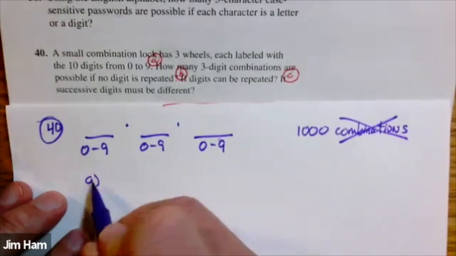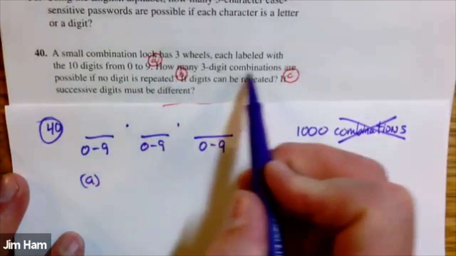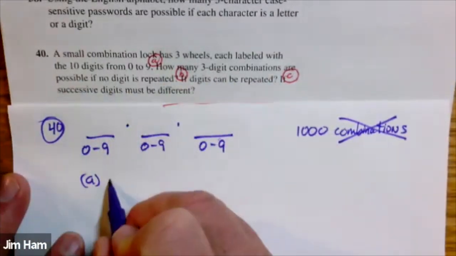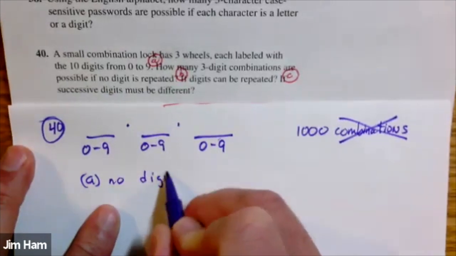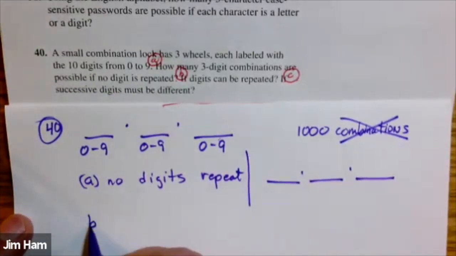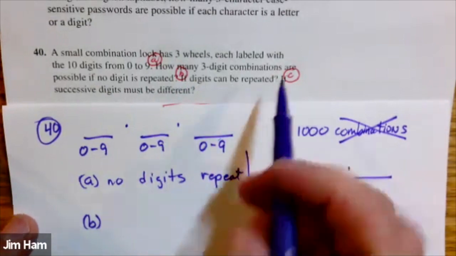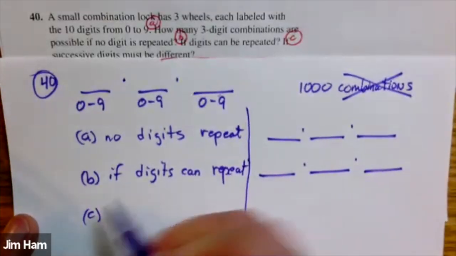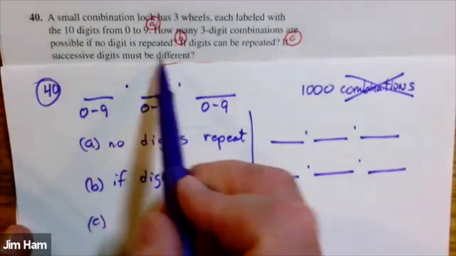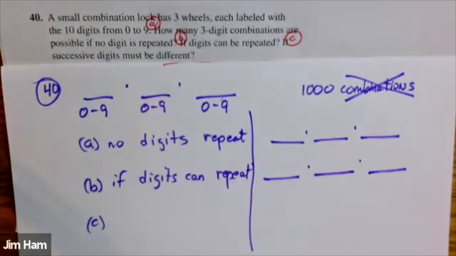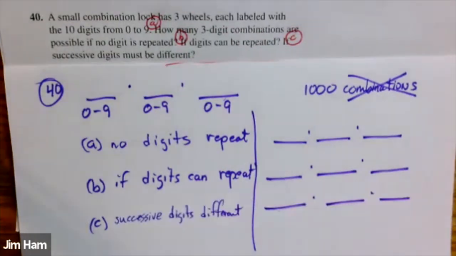Okay, so part A is how many 3-digit combinations are possible? No digits repeat. Part B is if the digits can be repeated. And in part C, it said successive digits must be different. Now, saying successive digits must be different is similar to what we said before, that adjacent digits cannot be the same. So all three of these problems involve a three number combination lock.